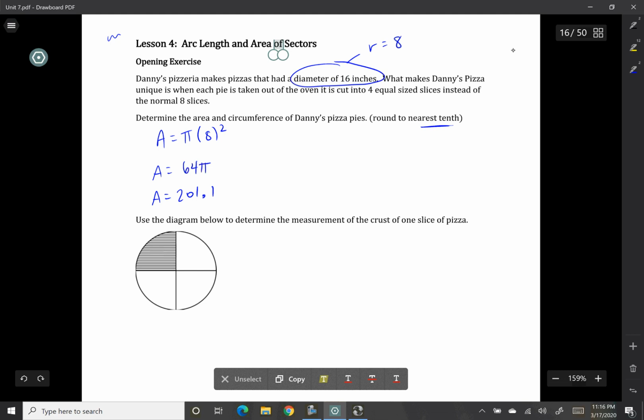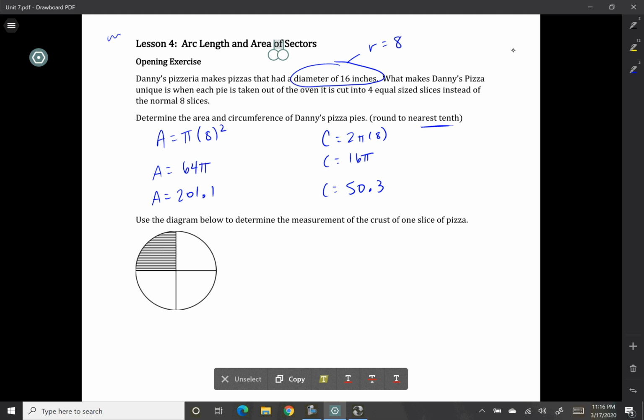201.1. To find the circumference of one of Danny's pizzas, we would say 2 pi times 8, 2 pi r. So the circumference would be 16 pi. And we got a circumference of 50.3.